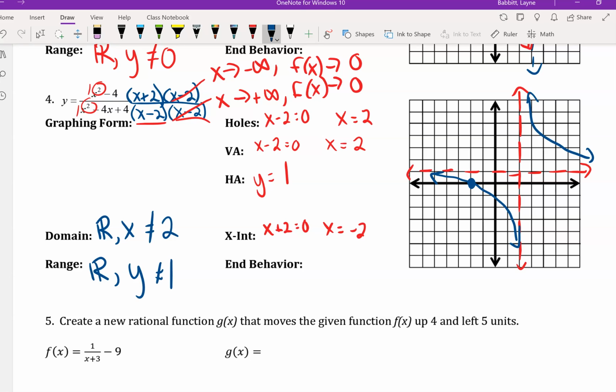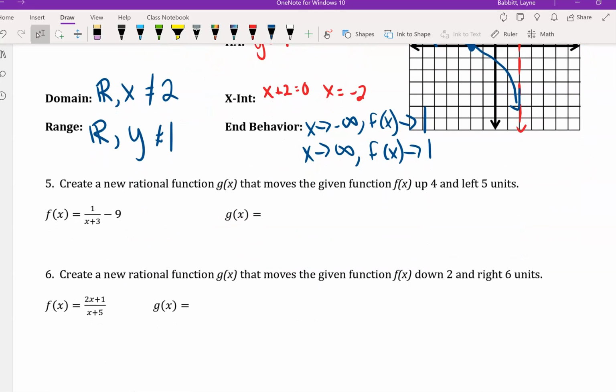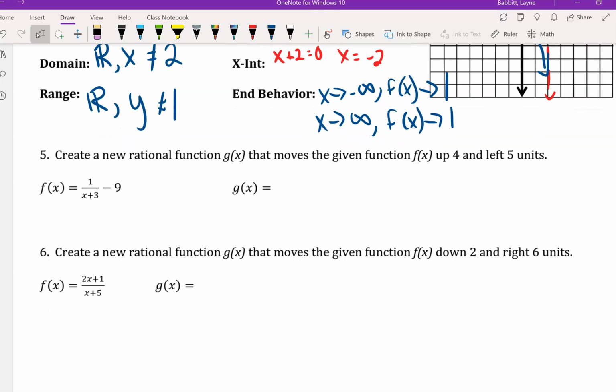And then end behavior, as x approaches negative infinity, the function approaches 1. And as x approaches infinity, the function also approaches 1. That's where the horizontal asymptote is.